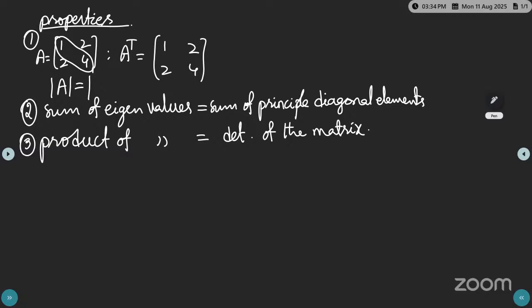Determinant of 1, 2, 2, 4. What is the determinant of a, b, c, d? ad minus bc. So 1 into 4 minus 2 into 2. What is it? The determinant of the matrix is equal to the product of eigenvalues. Product of, next.